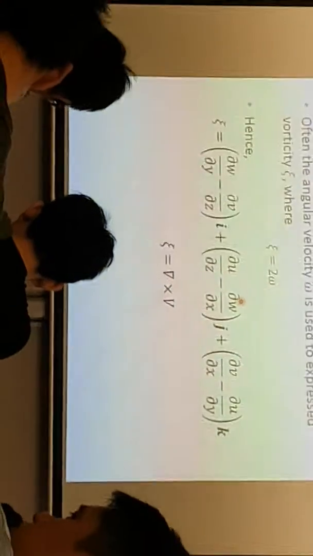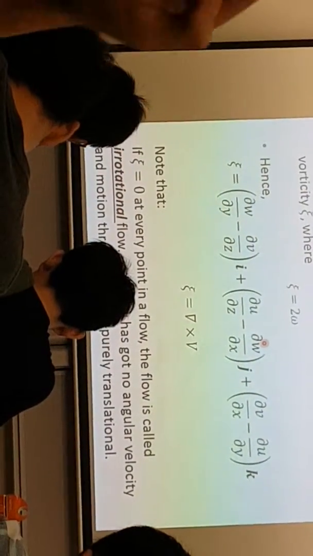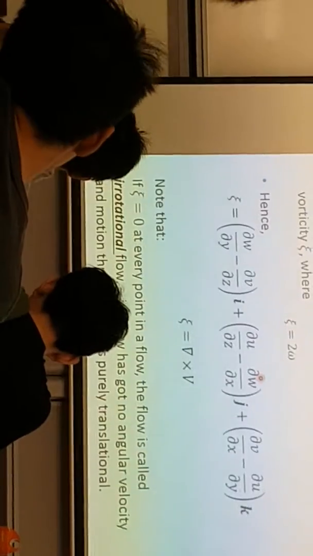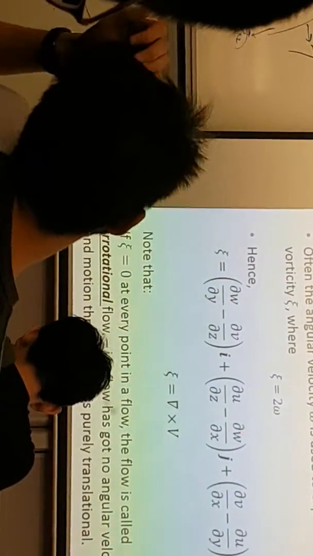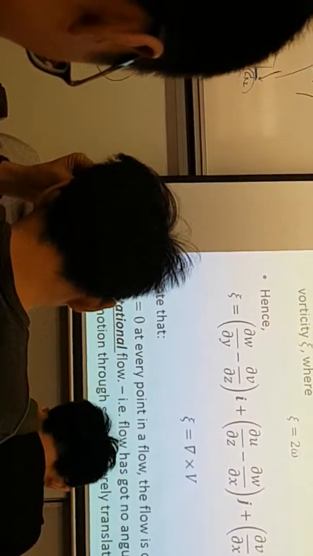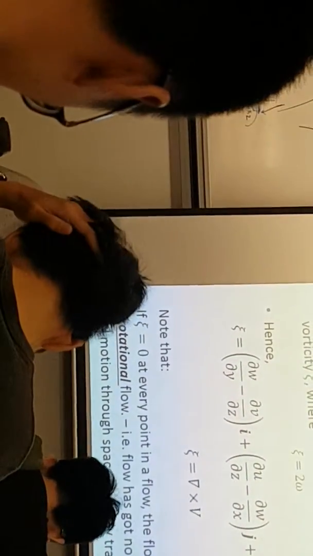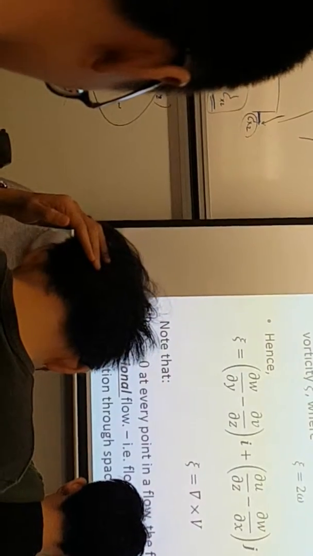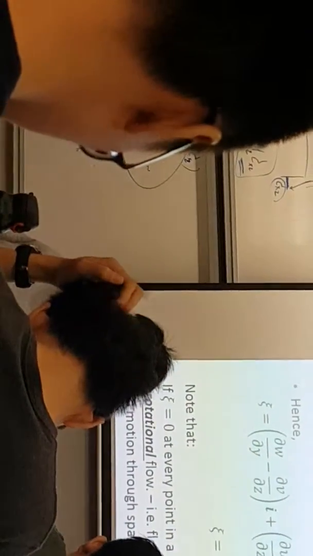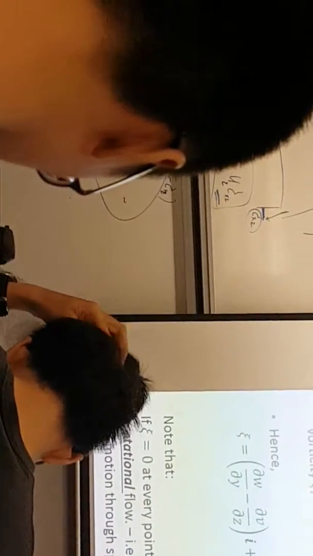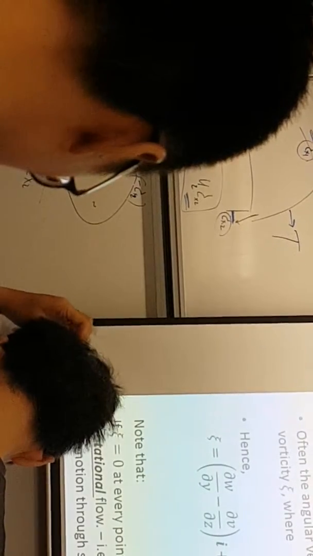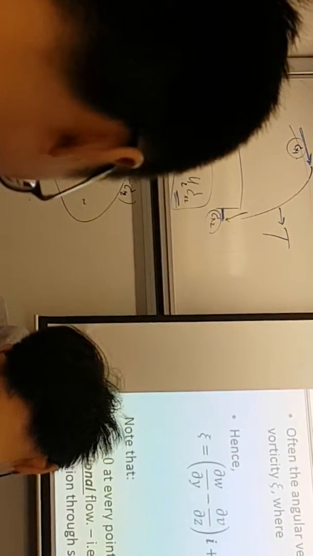If my zeta is equal to 0, I can just say that there's no rotation. If there's no rotation, we call this an irrotational flow. And if it's an irrotational flow, it just means that the flow is purely translational, in the x direction or y direction. There's no rotation involved. Are we all good?